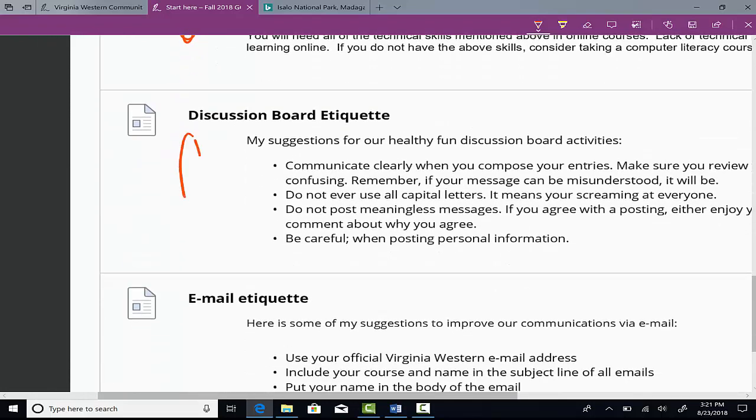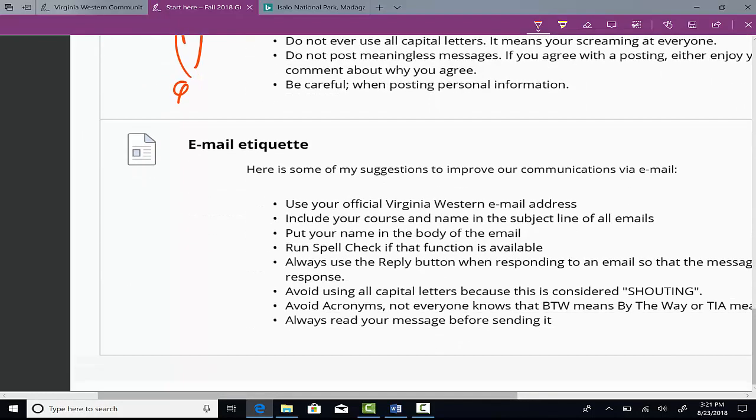This here shows you the discussion board etiquette. Please follow this. And this here is the email etiquette. I teach a lot of classes, so it's always important to use your Virginia Western email. Make sure that you put your name in the body of the email, and also put your course name in the subject line so I know what course you are from. It's important that you do not use capital letters, and make sure that you read your email before you send it.